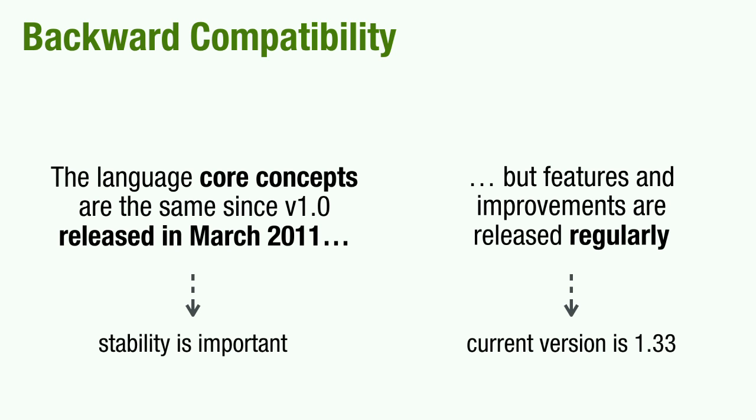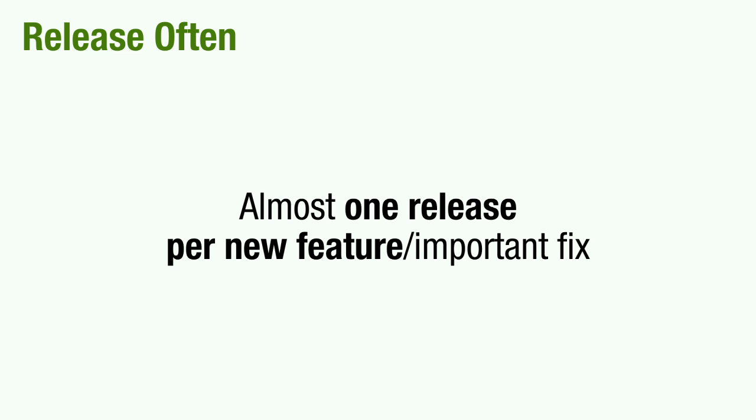We are using semantic versioning, which means that whenever there's a bug fix release, we release a patch version, so 1.x.y, and whenever we are adding a new feature, then we bump the minor version. Okay, so we release very often, almost one release per new feature or big bug fix. And that's possible because we keep backward compatibility, which means that upgrading from one version to the next, upgrading from 1.2 to 1.28 should be very easy.